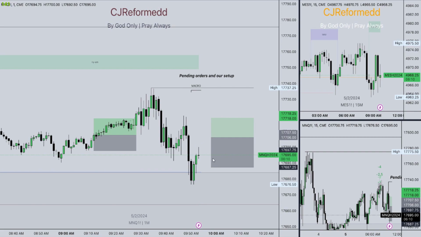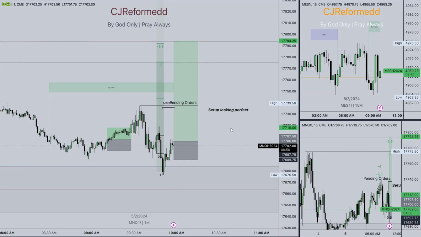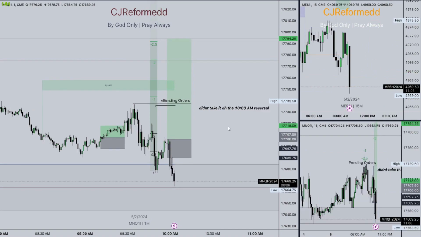So I was looking for a setup here, but then I reminded myself that this could also be the C leg for ABS as it formed in the macro. But I remembered we had news. So then I said our setup was looking perfect, but I didn't take it because of the 10 a.m. reversal, as you can see here. And price even then failed really to close above that inversion.